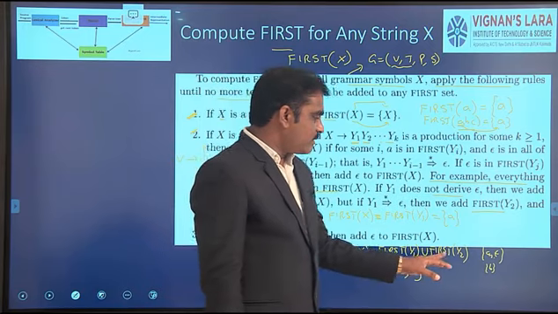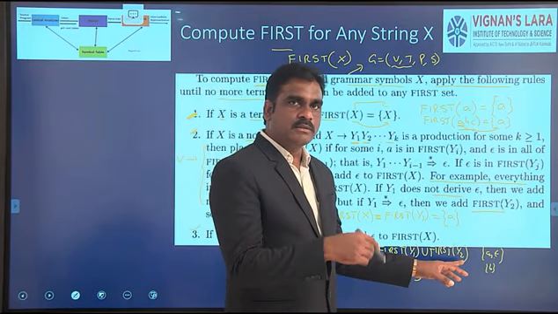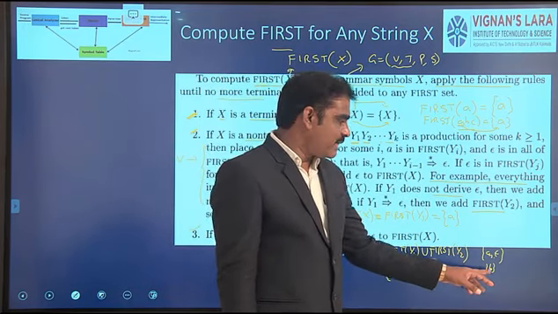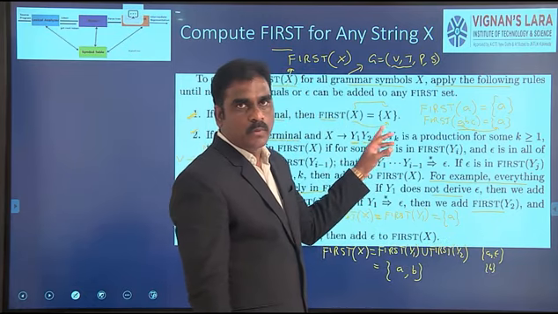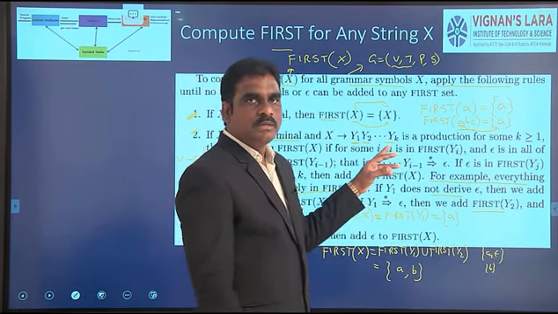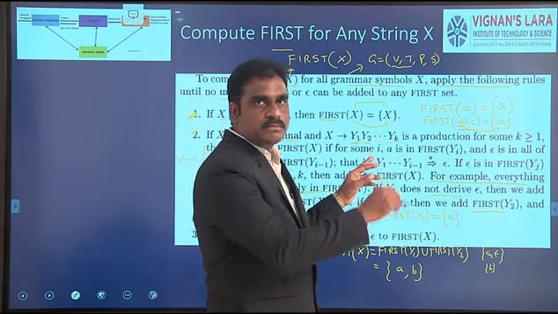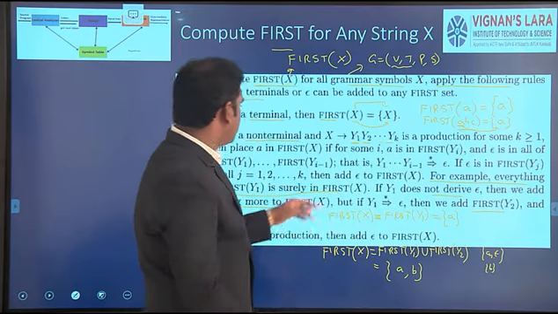For example, take first of y2, if it also contains an epsilon symbol like b comma epsilon, then you can add first of y3. Like that you have to add the symbols. Okay, this is the second point.